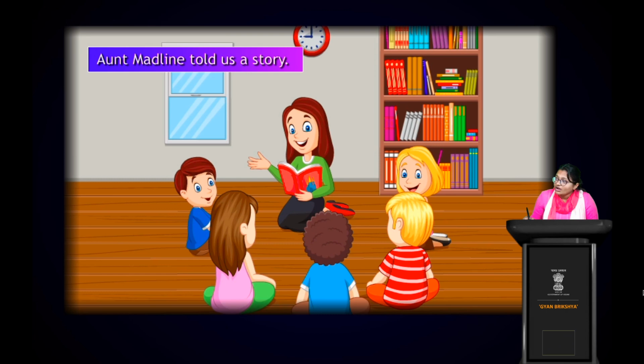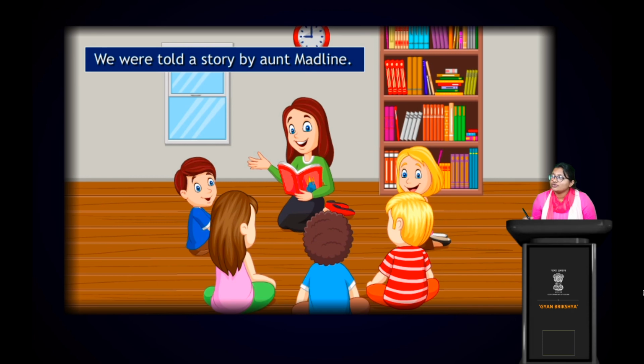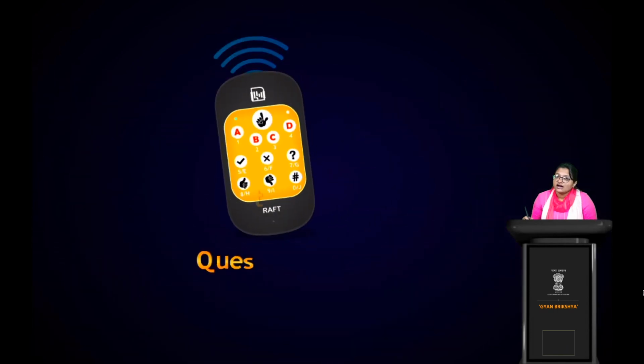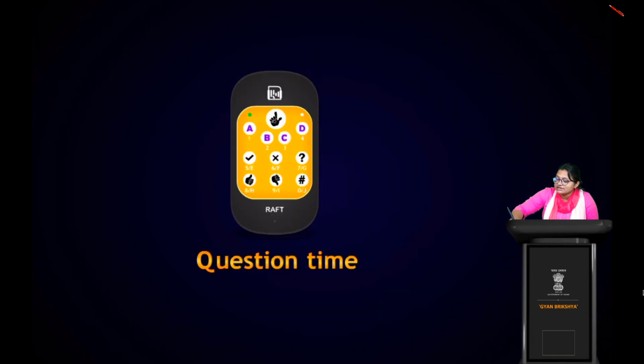Now, "Aunt Madeline told us a story," right? So, "We were told a story by Aunt Madeline." And this can also be changed to "A story was told to us by Aunt Madeline." So these are the different sentence structures, as you can see, that we use in case of past indefinite.